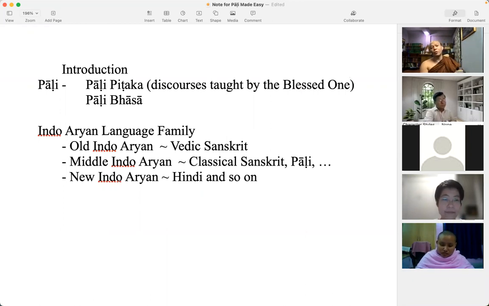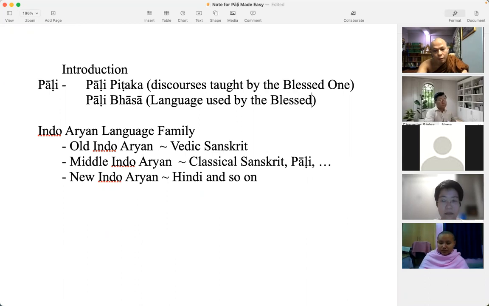Okay. So the Pali Canon, also the Pali Pitaka, sometimes as a short name we call Pali. But sometimes we say Pali to refer to the language, Pali Bhasa. Pali Bhasa means the language used by the Blessed One when he taught his discourses to his disciples, and not only by the Blessed One, but also his disciples who explained the teachings of the Buddha, like the Atthakatha in Pali, or commentaries, and then sub-commentary, Tika, we call. That language is shortly called Pali.